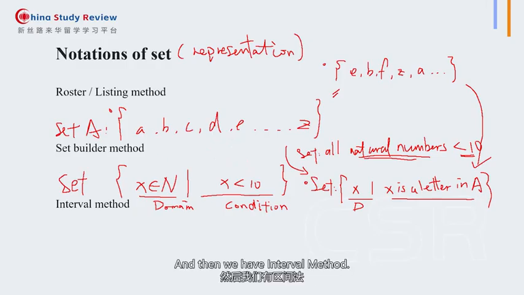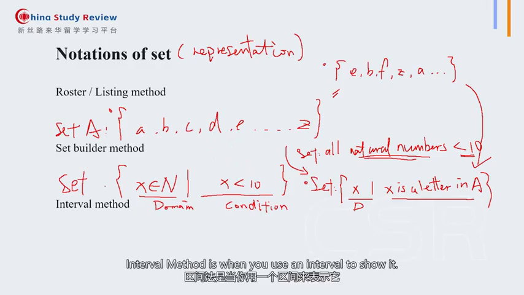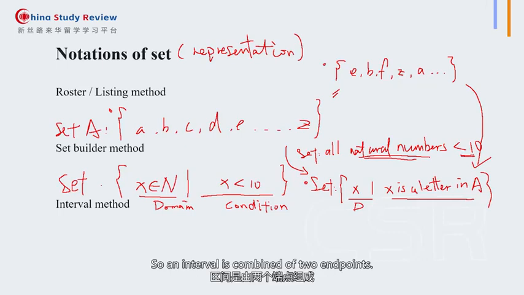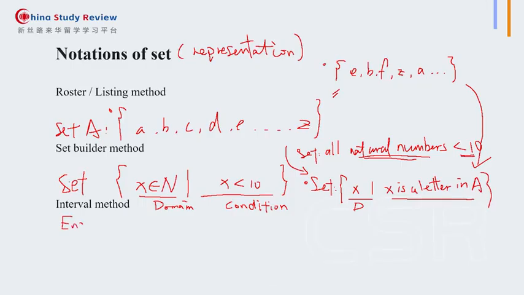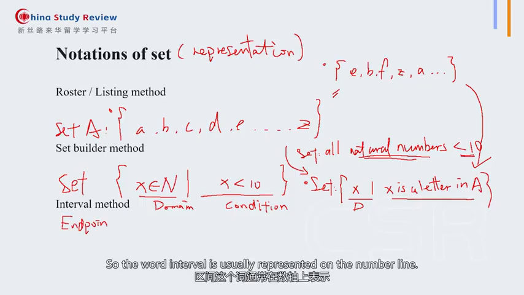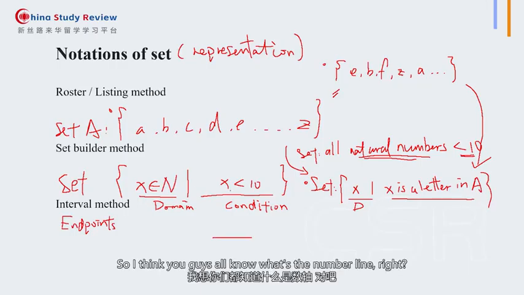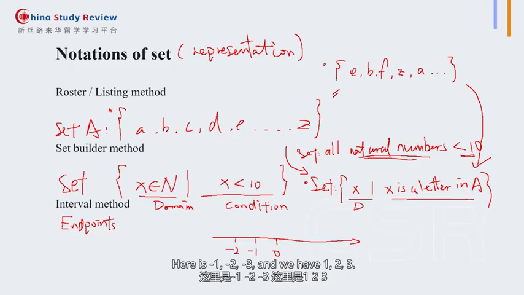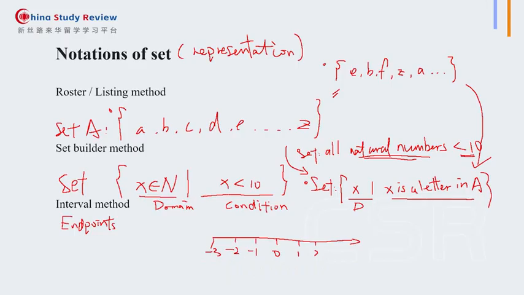And then we have the interval method. The interval method is when you use an interval to show it. The space here is rather small, but I think you guys can still see it. So an interval is combined of two endpoints. The word interval is usually represented on the number line. I think you all know what the number line is, right? Let's say here is 0, here is -1, -2, -3, and then we have 1, 2, 3.